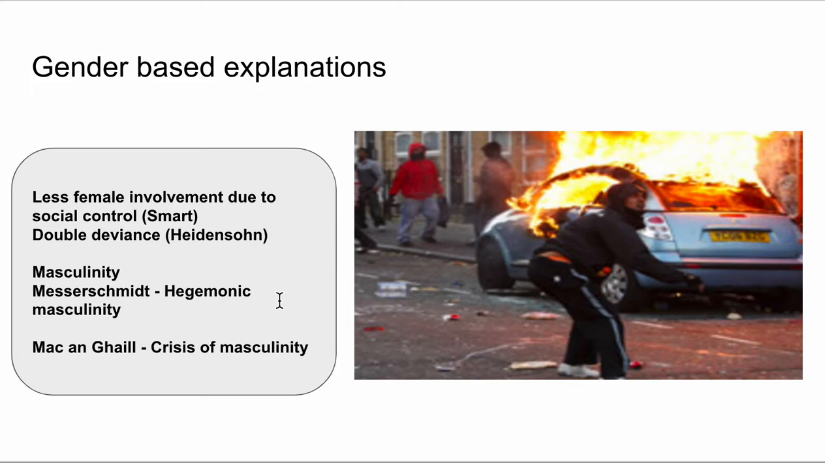as a whole. This links with Heidensohn's concept of double deviance, that when young women commit crime, it's seen as doubly deviant. They're breaking the law, so that's the first count of deviance, but they're also going against gender expectations, so that's double deviance. Perhaps that put off some young women from getting involved.